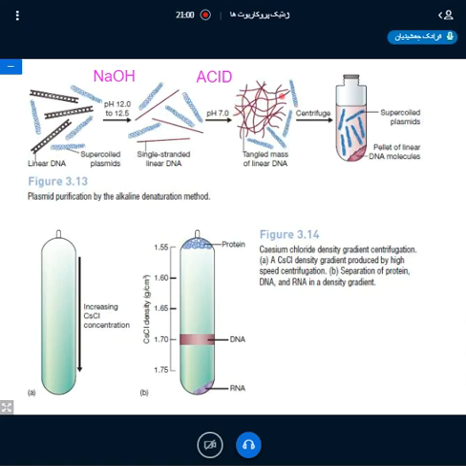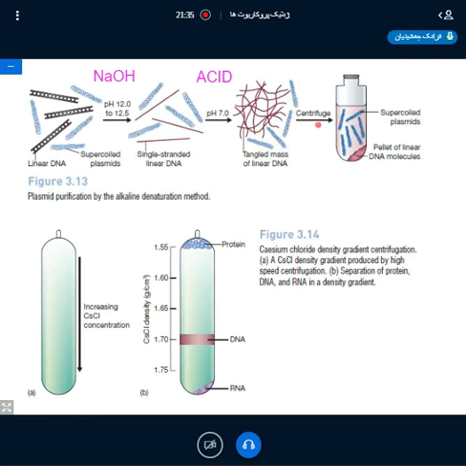Look at here. The linear DNA is denatured and becomes tangled together. They become tangled together and denatured. But what will happen to the supercoiled DNA of the plasmids? Nothing. They stay intact because they're supercoiled.